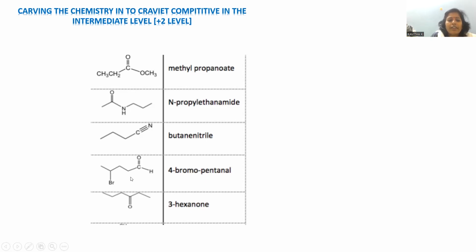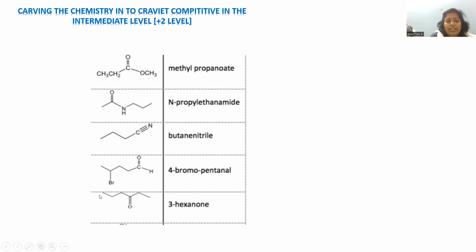Here it is a 5 carbon chain, so we have to mention penta. And being an aldehyde, al will be the terminal functional group suffix. So the entire name will be 4-bromopentanal. This is a way to represent the IUPAC nomenclature of an organic compound. Each and every compound is assigned its IUPAC nomenclature in accordance with regulations which are already predefined.